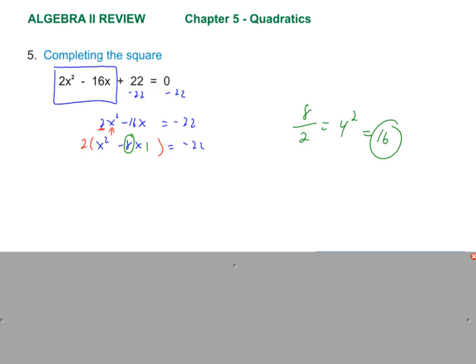And it's always positive because you're always squaring. Even if you square a negative 4 times negative 4, it's positive 16. So that's always positive. That's why you don't have to worry about the negative.